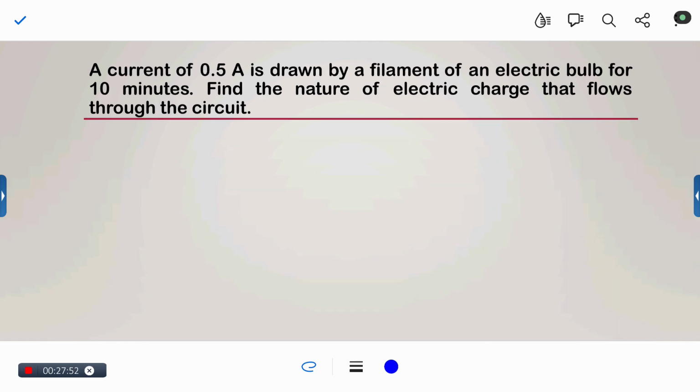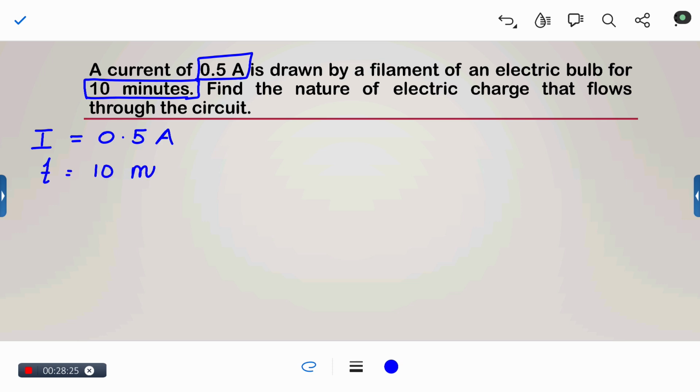An example question. A current of 0.5 ampere. So whenever you are going to solve any numerical, first write the given data. Here what is the given data? 0.5 ampere. Ampere stands for current. Then what is the symbol of current? I. I is equal to 0.5 ampere. Next read the question. Is drawn by a filament for an electric bulb for 10 minutes. Minutes means is it related to time? Then t is equal to 10 minute.